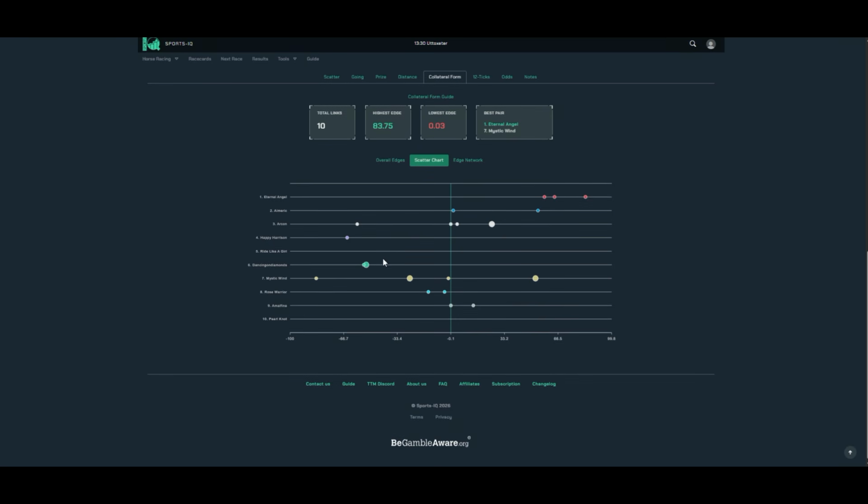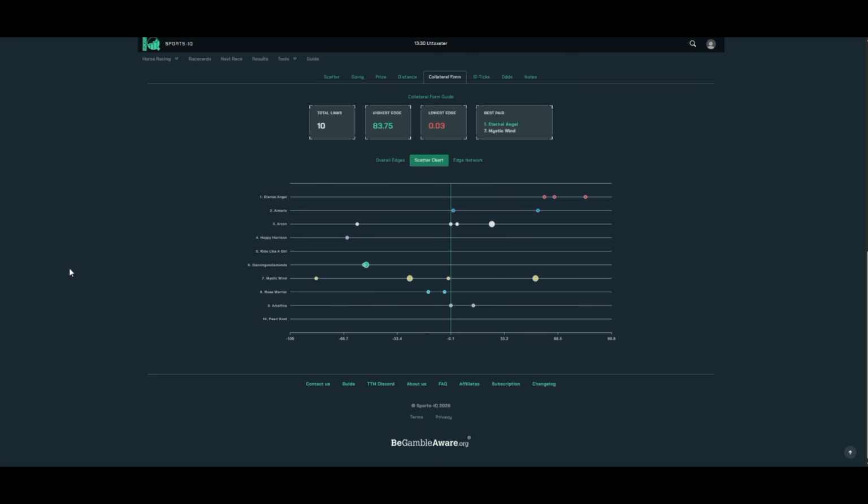Now compare that with Dancing on Diamonds. Every dot is sitting on the negative side of the zero line. There's nothing balancing those negatives out. That tells me the overall rating isn't being dragged down by one bad race. It's consistently losing collateral comparisons wherever the data connects it.